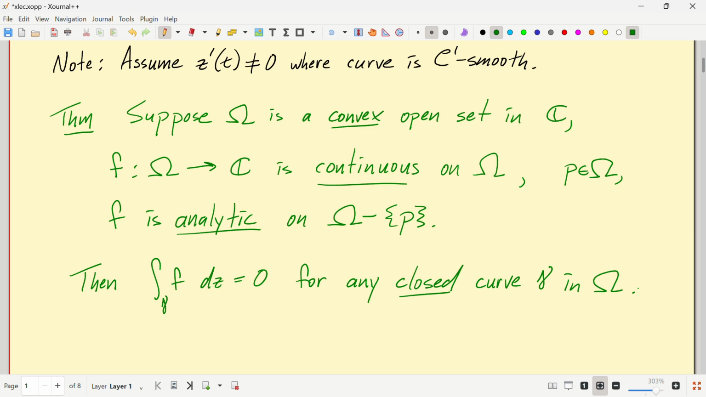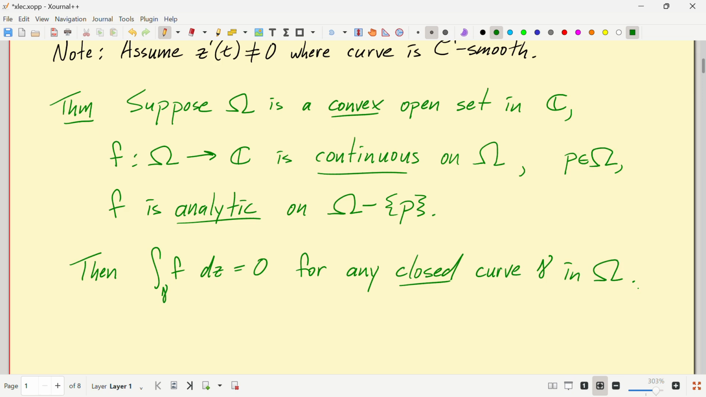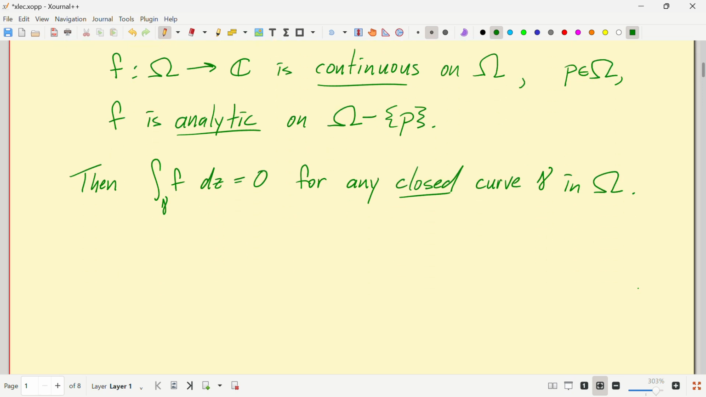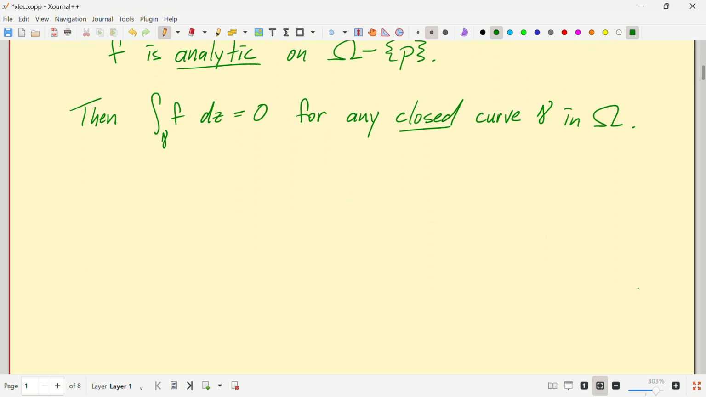I guess if I was going to call this the Cauchy theorem, I would say that omega is a simply connected domain. Okay, a domain is a connected open set. And simply connected means it has no holes. So holes are a problem. Anyway, today a convex set can't have a hole. Okay, the proof is a beautiful thing based off the Goursat lemma.